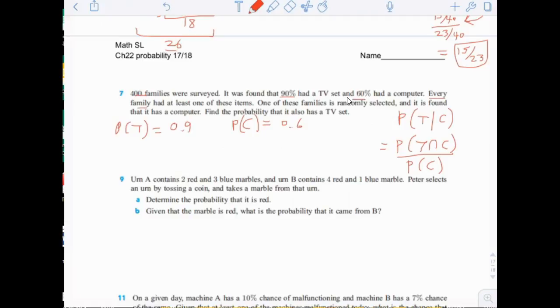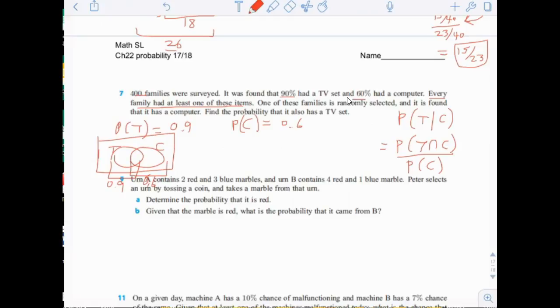So let's say we're going to draw a Venn diagram. If we drew a Venn diagram, we would see that we would have two circles. We'd have T and C. And the T circle is going to be 0.9. And the C circle is going to be 0.6. But one important clue is that every family has at least one of the two, so we know that the probability of being outside of the two circles is 0. So that kind of helps us determine the overlap, right?